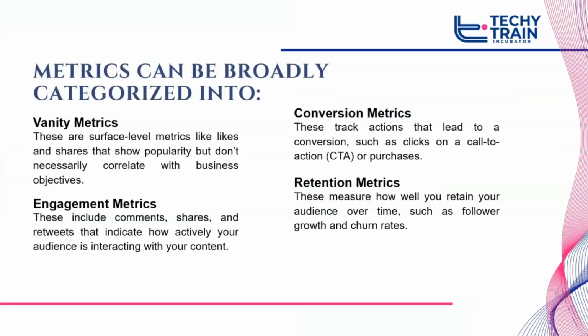Now metrics can be broadly categorized into four major categories. We have the vanity metrics. These are surface level metrics like likes and shares, but don't necessarily correlate with business objectives. There's also the engagement metrics. This includes comments, shares, and retweets that indicate how actively your audience is interacting with your content.